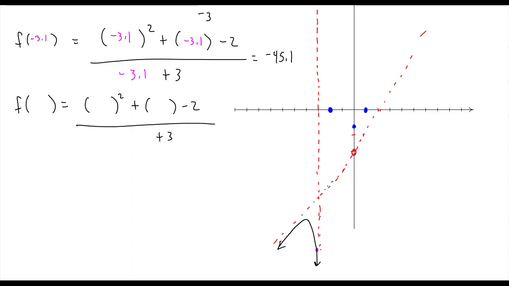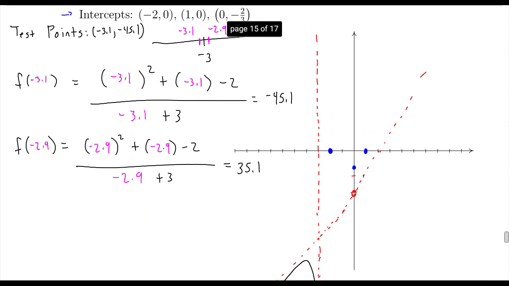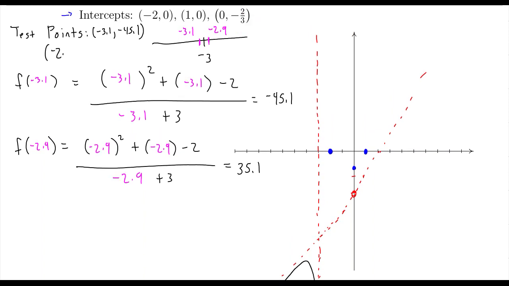Okay, so -2.9 squared plus -2.9 minus 2 over -2.9 plus 3. Type that in the calculator, and I end up with positive 35.1. So my second test point is -2.9, comma, positive 35.1. Okay, I don't think we had any doubt, but that would be up here.